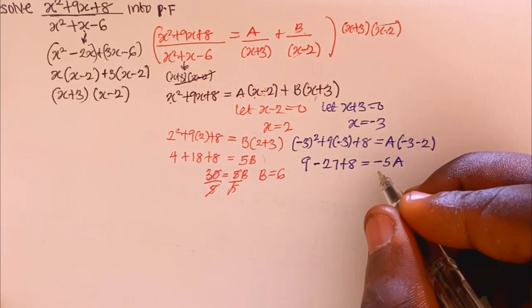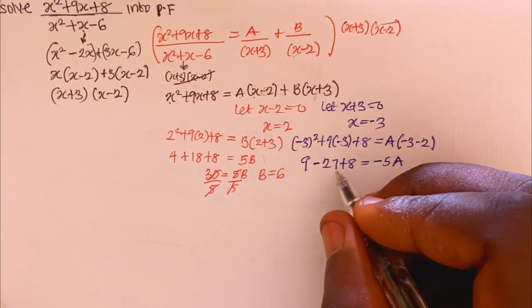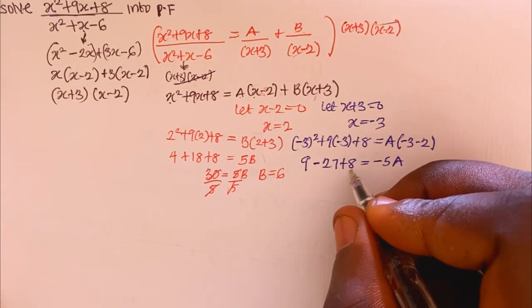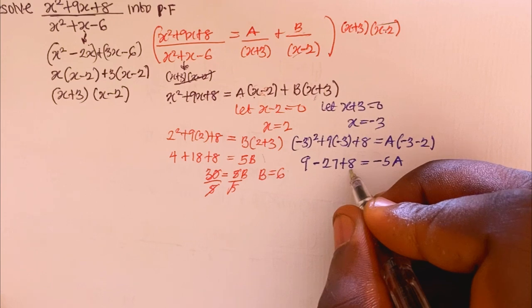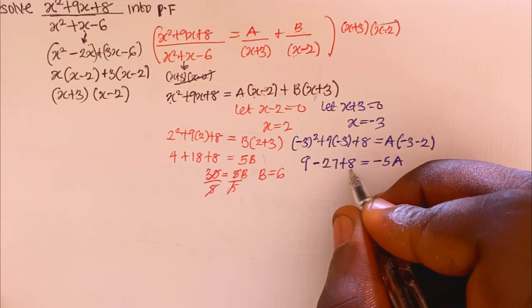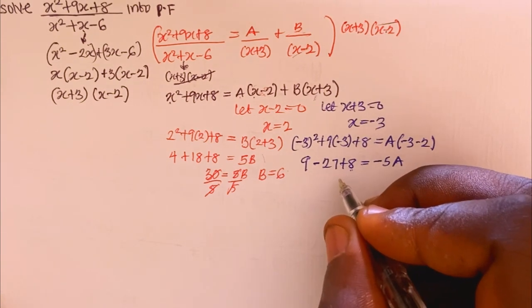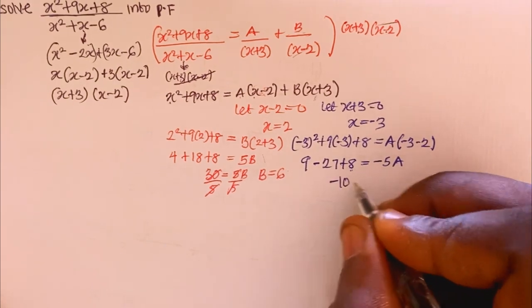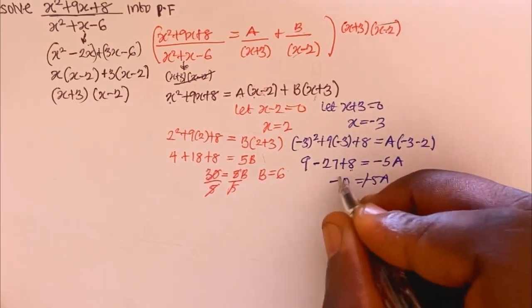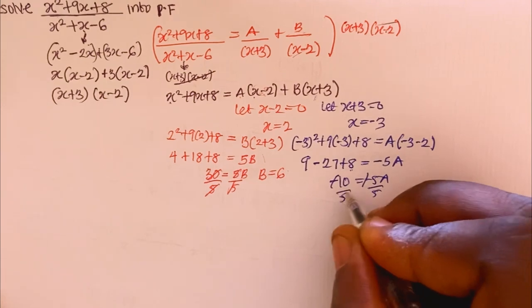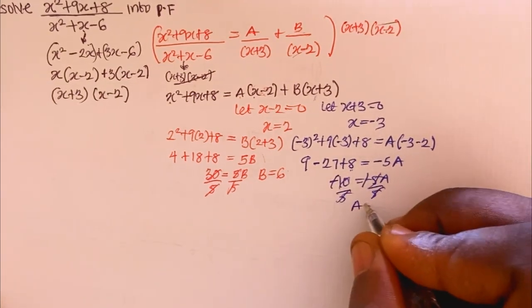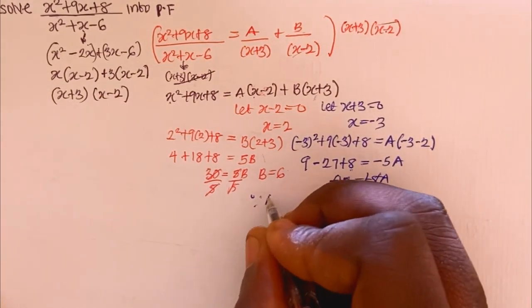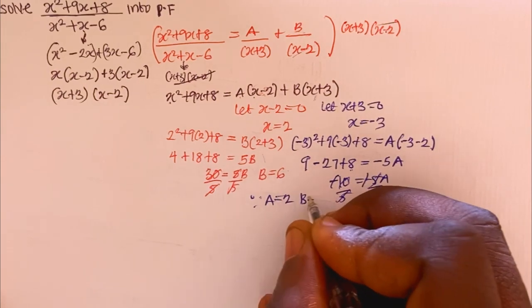So now look at this very well. 9 plus 8 should give me 17. Then 17 minus 27 should give me minus 10, which is equal to minus 5a. Then we cancel this, and I'm dividing by minus 5. You have your a to be equal to 2. So therefore, our a equals 2 and our b equals 6.